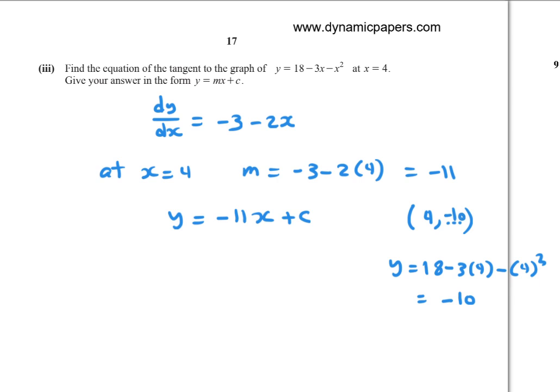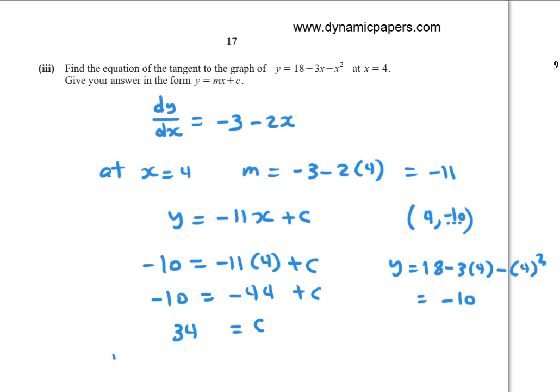Use the point to find c. So negative 10 equals negative 11 times 4 plus c. So negative 10 equals negative 44 plus c. So c equals 44 minus 10, so 34. So the equation of the tangent is y equals negative 11x plus 34.